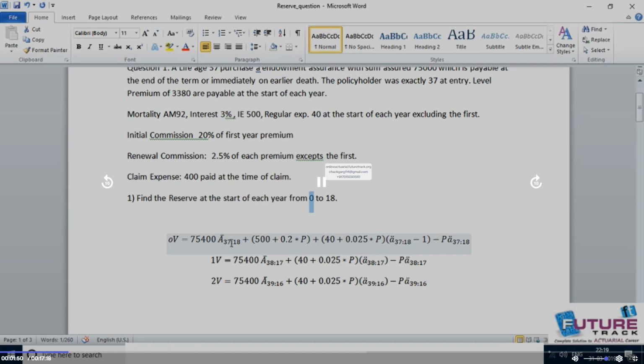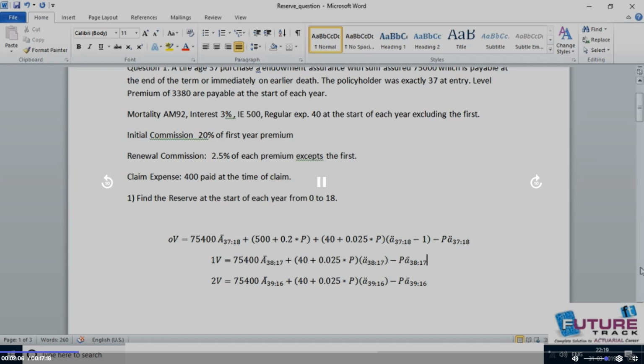Now, before we start the question, let's find these two things first. You know, the policy has 17 years left. There is no initial expense because at the end of the first year, we are paying the renewal expense as well. We need A bar 37, A bar 38, A bar 39 and all. What is the approach we are using? See, we know that A due like this, and so on.